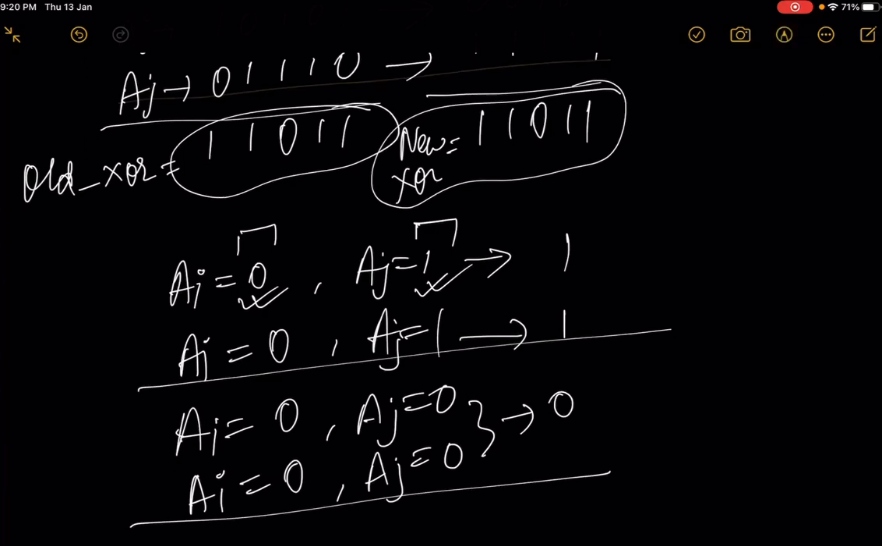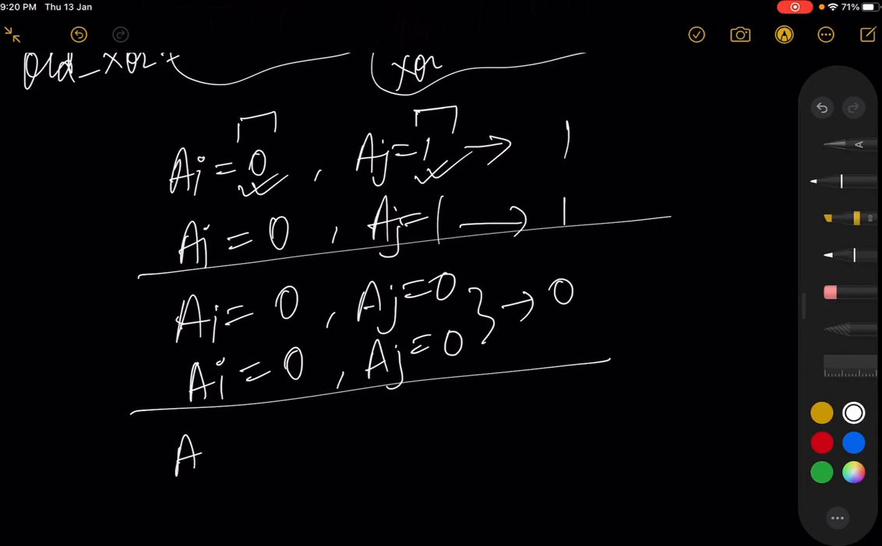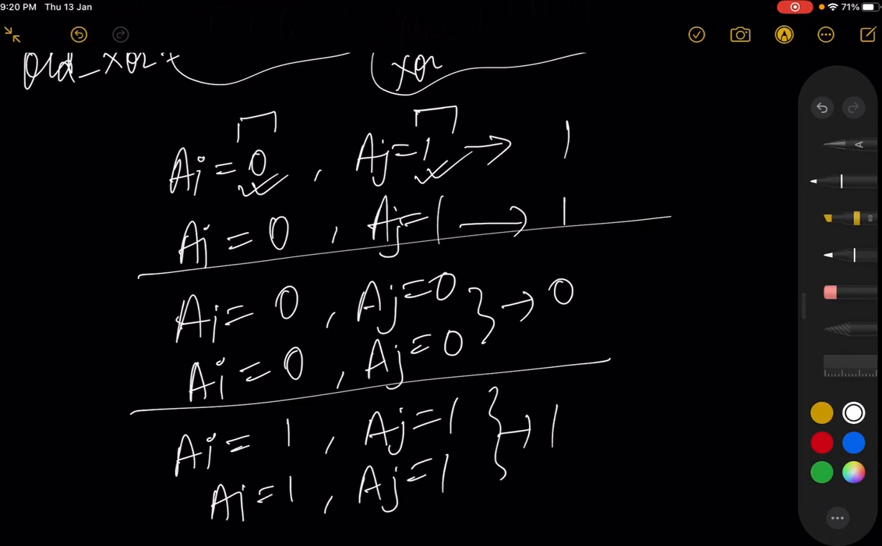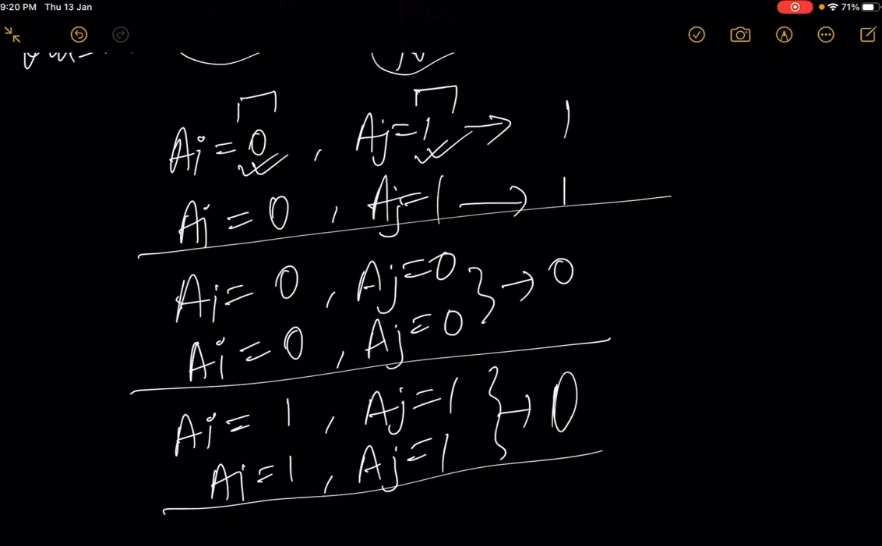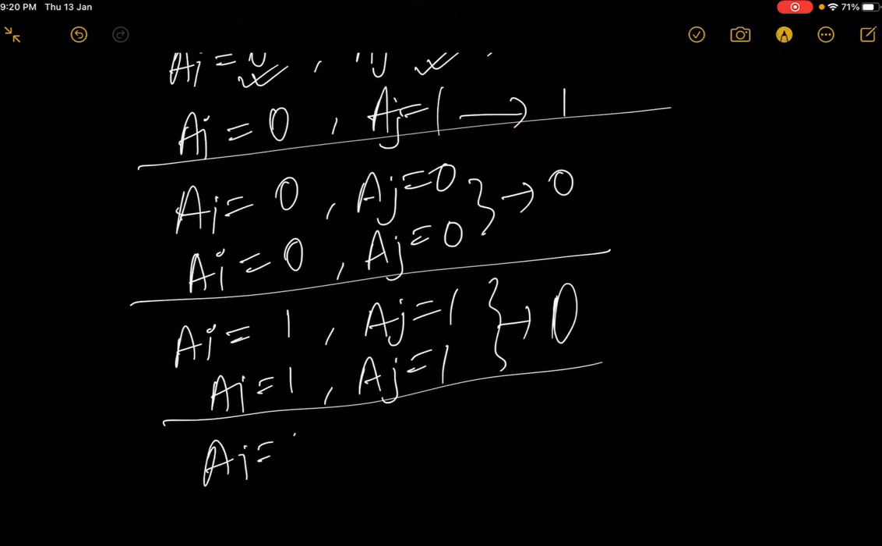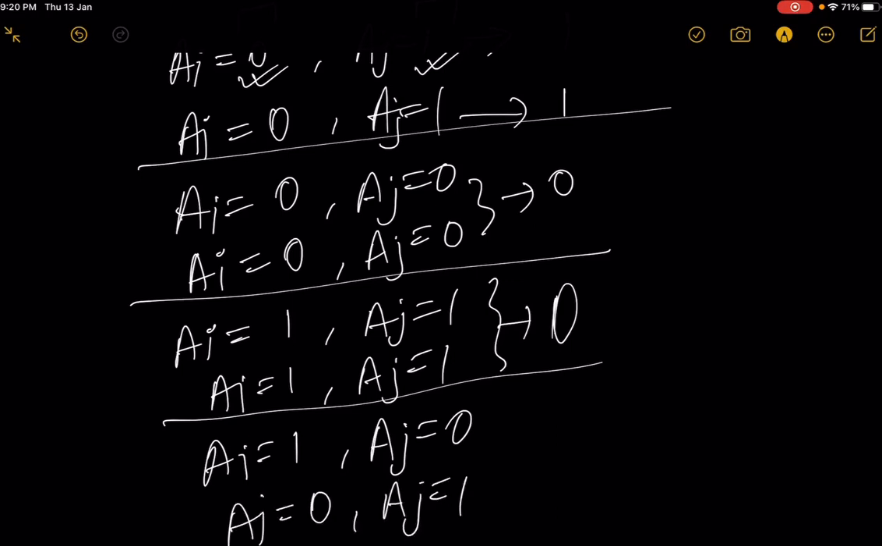Similarly, if you make ai equal to 1 and aj also 1, then after applying the operations ai still remains 1 and aj still remains 1, and hence their XOR also remains the same, that is 0. Now the final case is when ai is 1 and aj is 0. After applying the operation ai becomes 0 and aj becomes 1. Their initial and final XOR still remain the same, which is equal to 1.